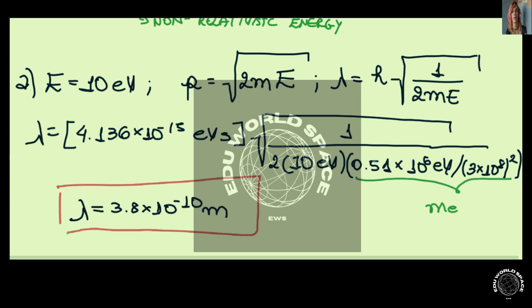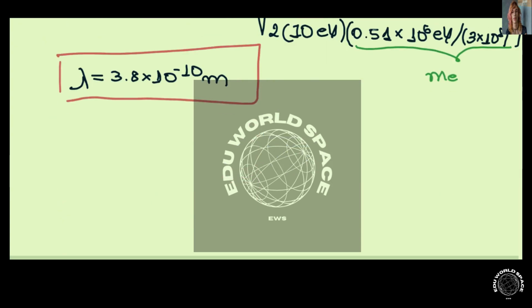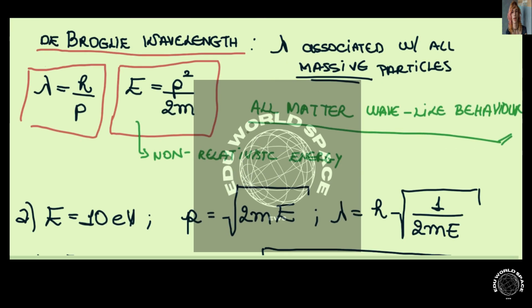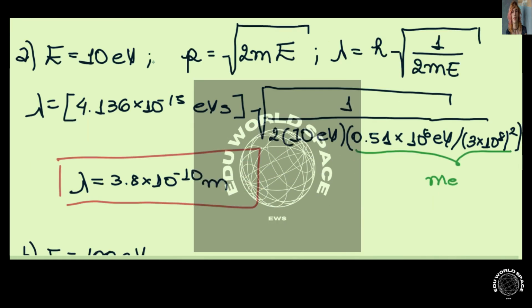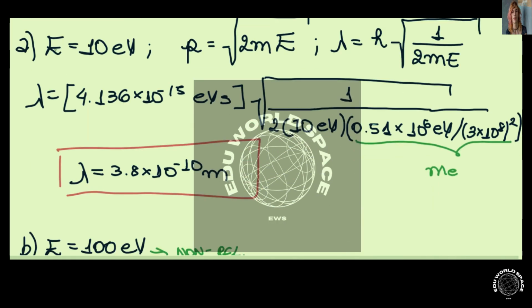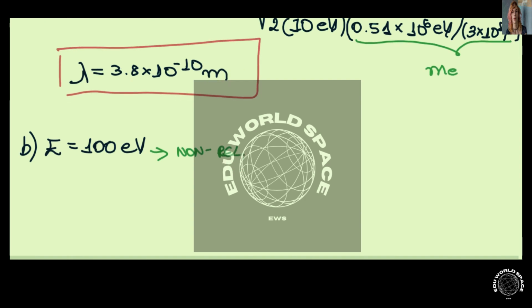Now, question B, we want again to calculate the wavelength of the electron. But this time, we suppose that the energy of the electron is 100 electron volts. For the electron, this energy regime is still non-relativistic, such that we can use this expression. So we are basically doing the same thing as in question A, but changing the value of the energy.